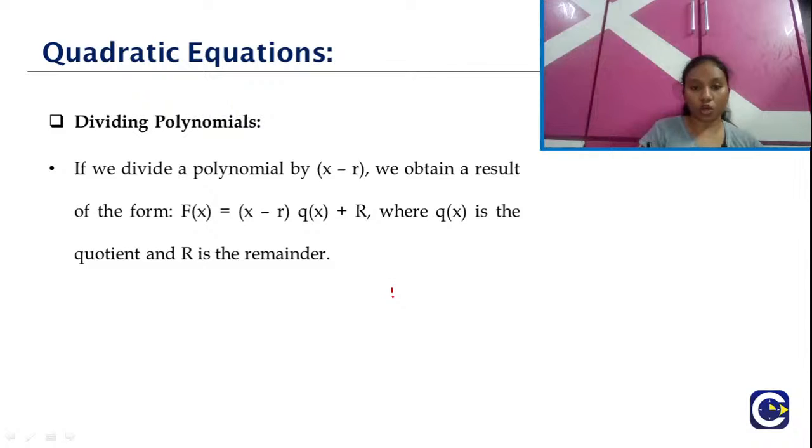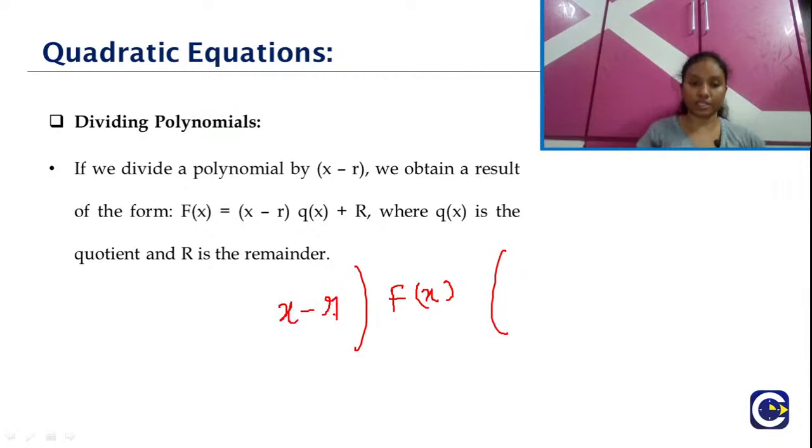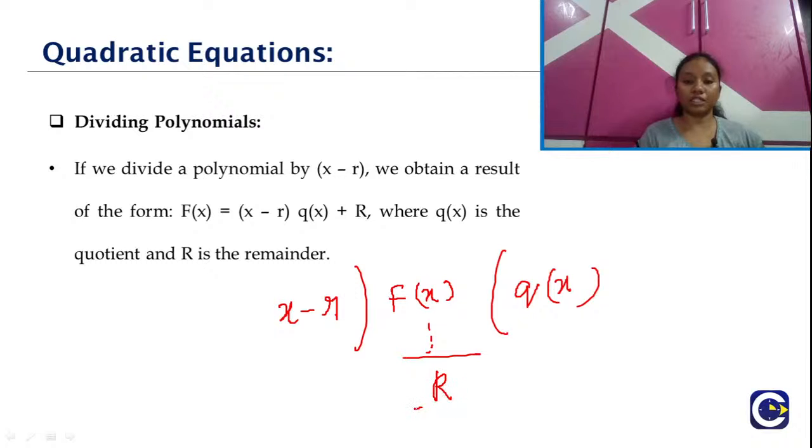If I have a polynomial f of x, which is the dividend here, I am going to divide it with the factor x minus r, which is the divisor. If I divide my dividend with this factor, it's obvious that I'll get some quotient, and after doing it I'll have some remainder. This remainder can be a polynomial or a numerical, but the degree of the remainder should be less than the degree of the divisor. That is the only thing; like how we do for numericals, the same thing applies here.